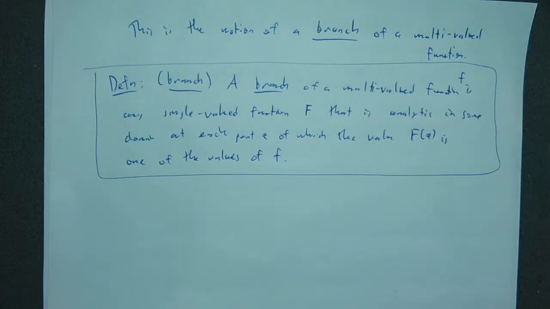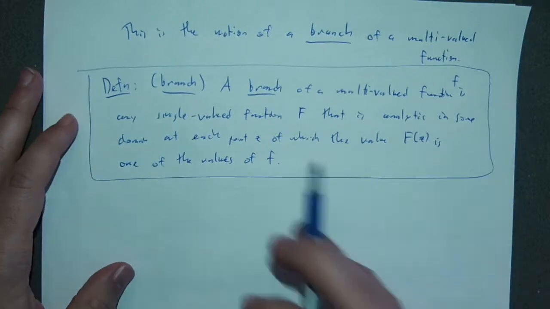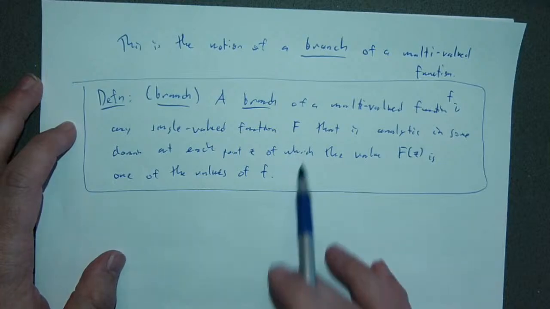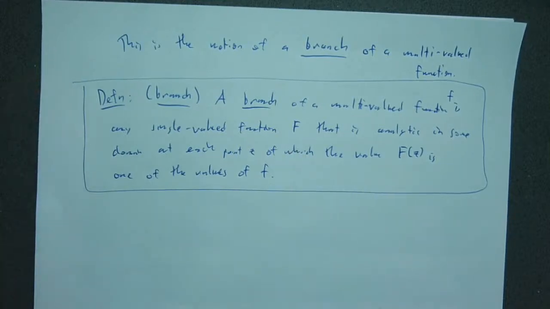A branch of a multi-valued function is any single valued function, big F, that is analytic in some domain, at each point z of which the value big F of z is one of the values of little f. The fact that we're requiring this big F to be analytic means that the way it takes these values of little f is not just going to be some random thing.